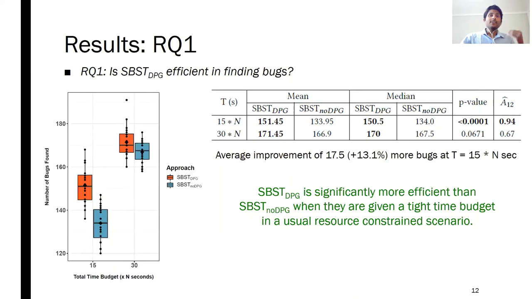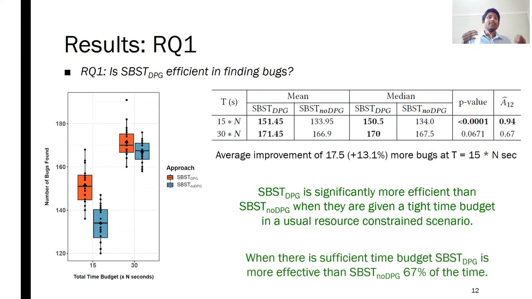In contrast, the number of bugs found by the two approaches at 30 seconds per class is quite small, similar or closer. But we can see our approach finds more bugs than the baseline with an effect size of 0.67. Therefore, we can say when there is sufficient time budget, SBST DPG is more effective than SBST no DPG 67% of the time.